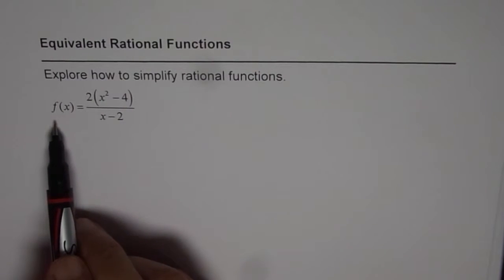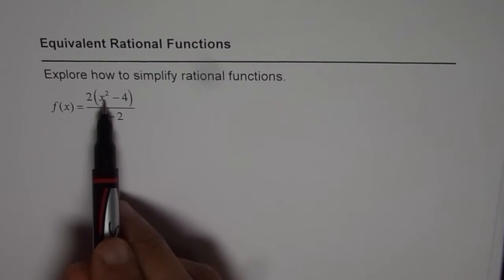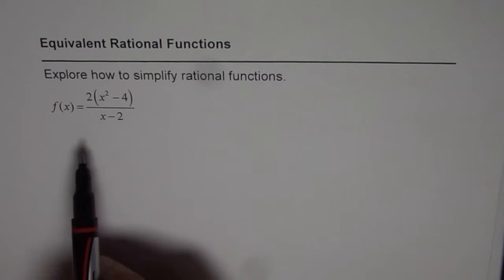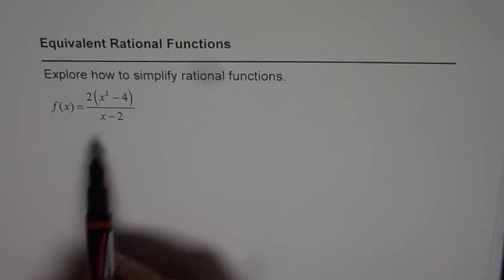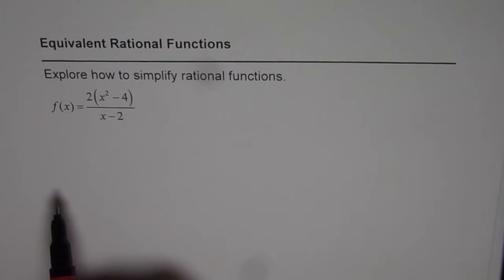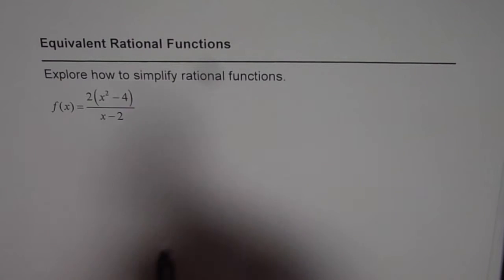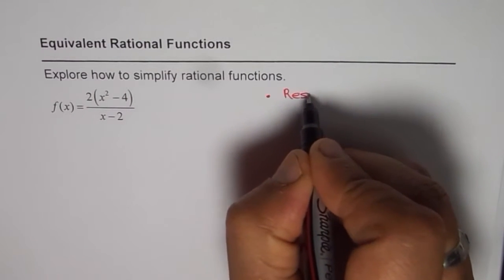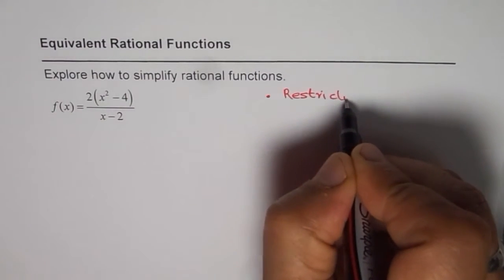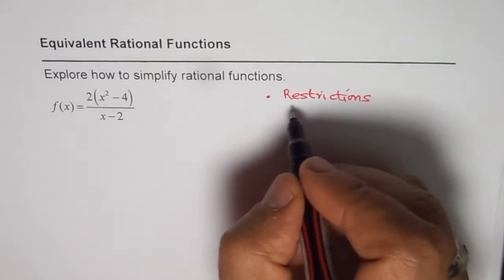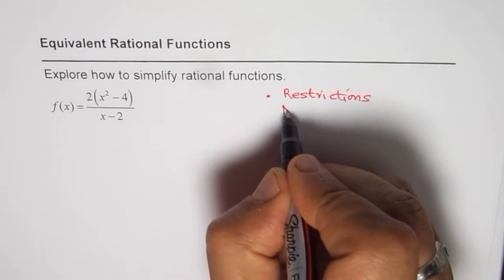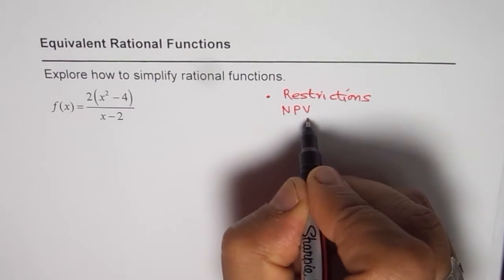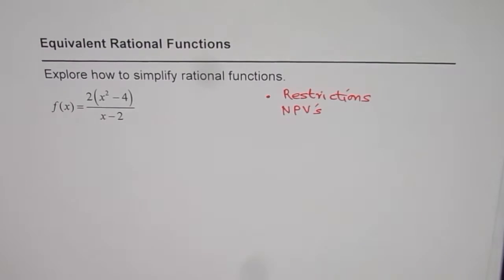So our example is f of x equals 2 times x squared minus 4 divided by x minus 2. What we need to do here is to simplify this rational function. Whenever you get a rational function to simplify, you should begin with finding restrictions. That is the first step. Restrictions, or another way of saying it, non-permitted values, the values which are not permitted. So that is the first step.